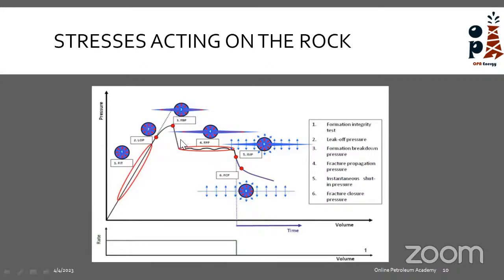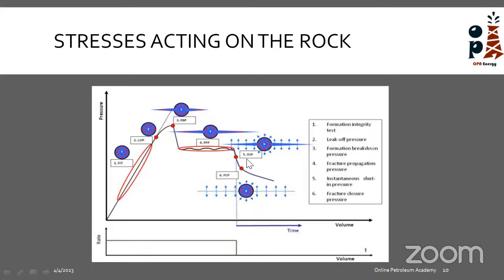As pumping of the fluid continues, you notice the pressure decreasing until it stabilizes and moves on in a straight line. This is where the fracture propagates into your formation and extends. When the pump is shut down after some fracture propagation, the pressure will decrease linearly until it reaches what is called the fracture closure pressure. You will notice that the pressure against time decreases linearly, but with another slope.